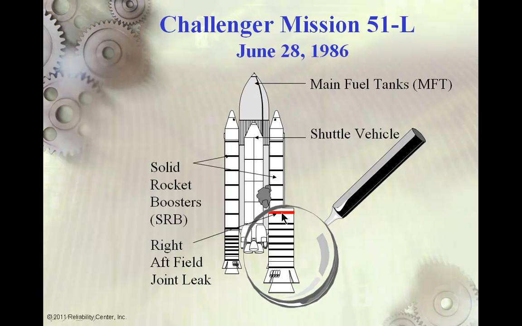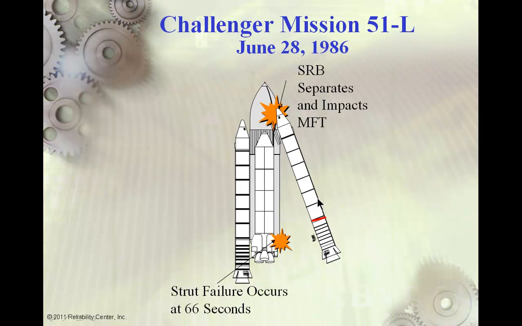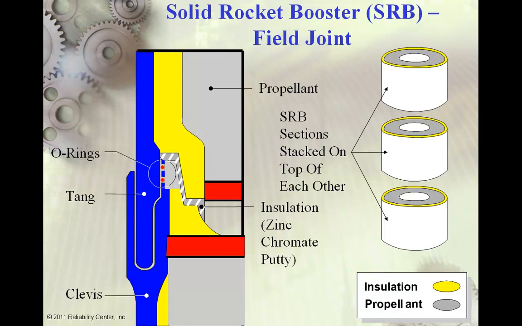SRBs. So what happened, we will see in the next slide, is that 66 seconds after launch, the fuel had begun to leak out of the right aft field joint, and it was burning at a temperature of about 5,700 degrees Fahrenheit, and it severed the strut holding it to the main fuel tanks. As a result of that, it stretched out to the right and it forced the top of the solid rocket booster to pierce the main fuel tanks.